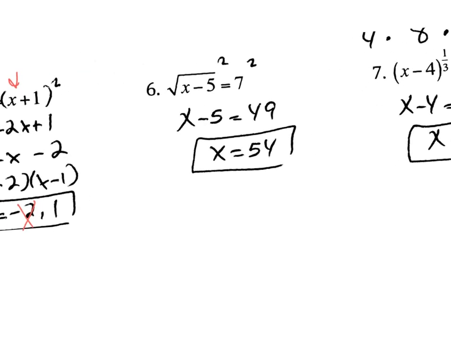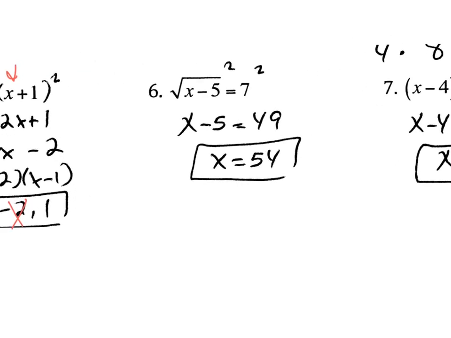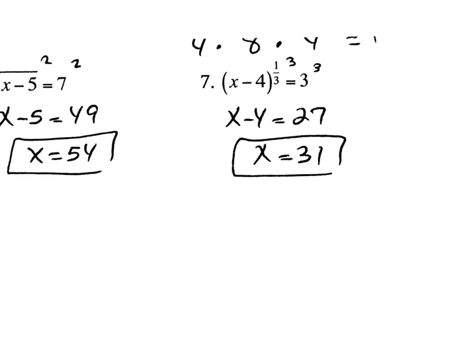Number 6, much easier. Number 6 is square both sides. The square root goes away. 7 squared is 49. Move the 5 over, it's 54. You can check it. It works great. Number 7, fraction exponent. Just do the reciprocal power. Reciprocal of 1/3 is 3, so raise both sides to the 3rd power. Here it cancels, just x minus 4. Punch this in if you need to. We've seen that all week. 3 cubed is 27. Move the 4 over, you got 31.